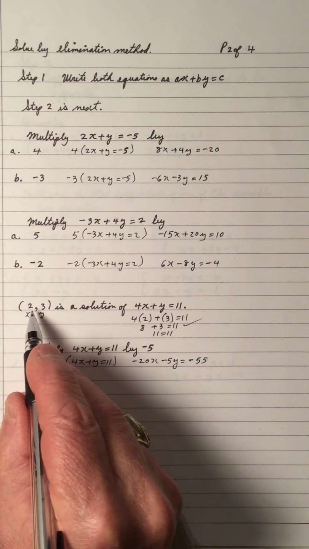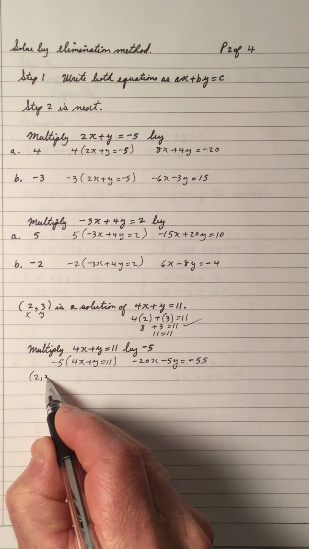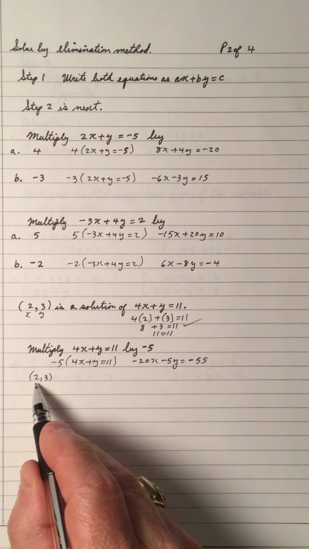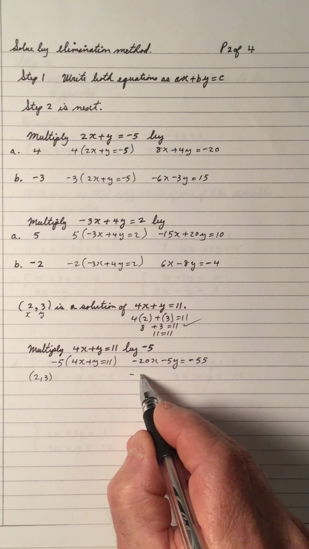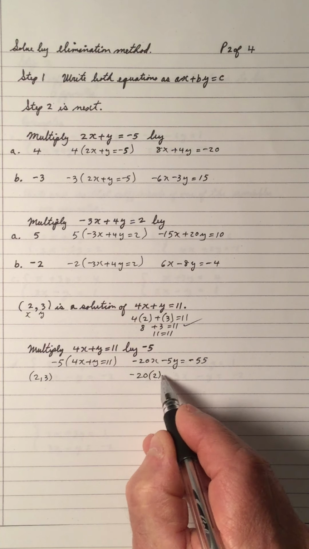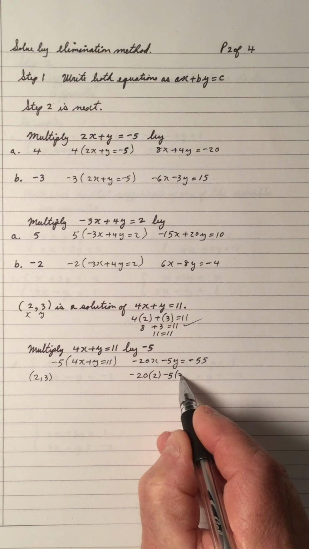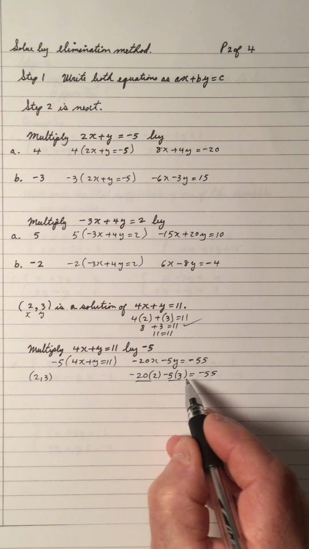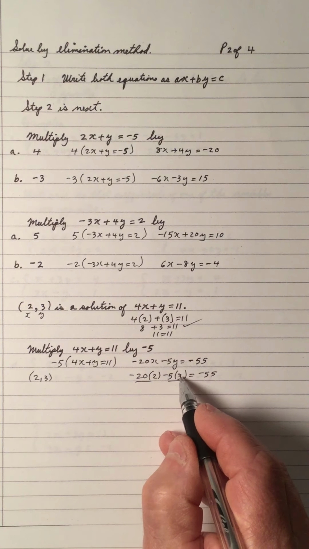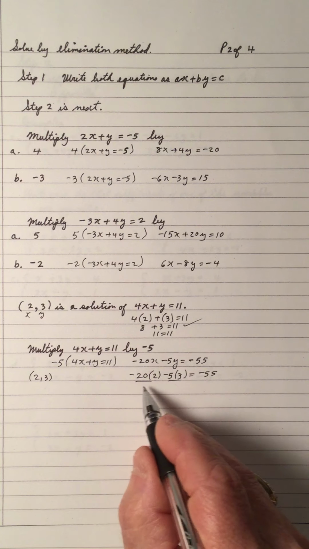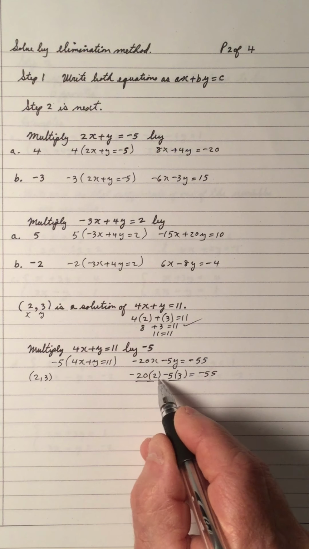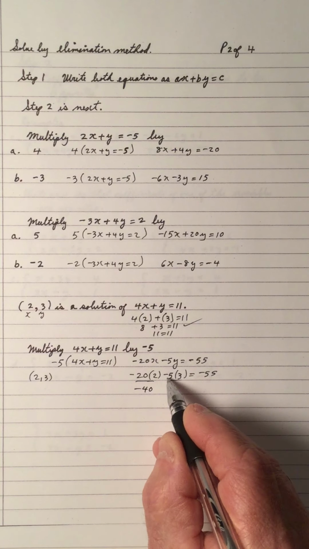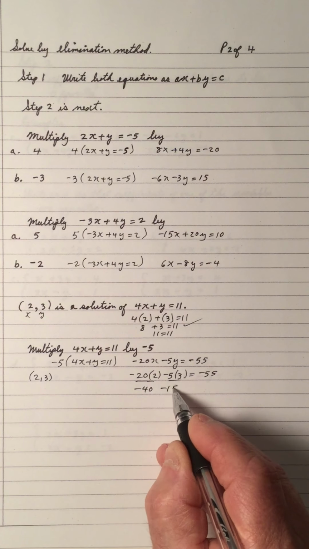But let's see if 2, 3 is a solution. 2, 3 is a solution of this because it worked out. Let's see if it's a solution of this one. So x is 2, y is 3. We sub it in. We multiply, PEMDAS. There's no brackets to simplify because it's 2 and 3, no powers. We multiply before we subtract. So negative 20 times 2 is negative 40. Negative 5 times 3 is negative 15.